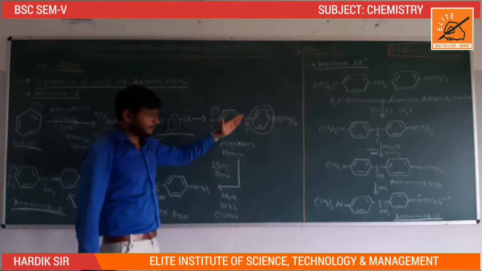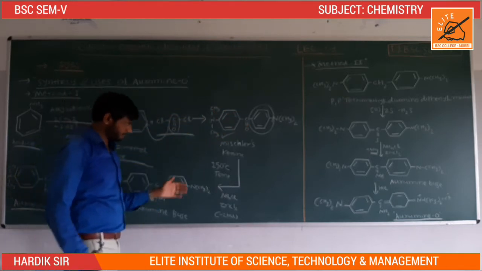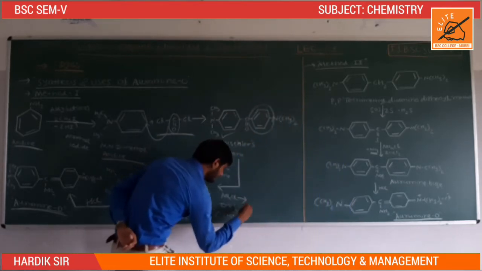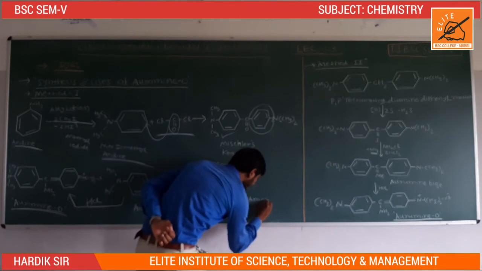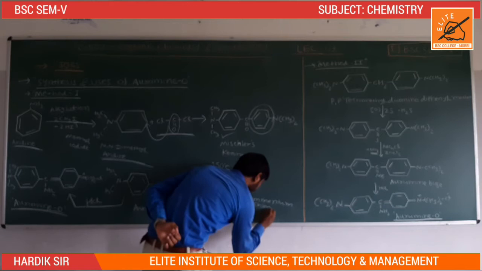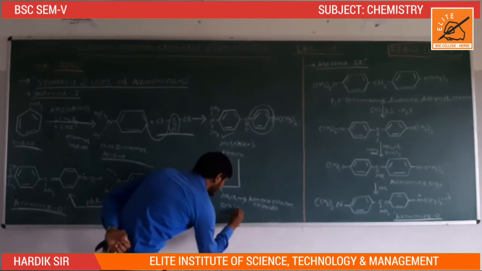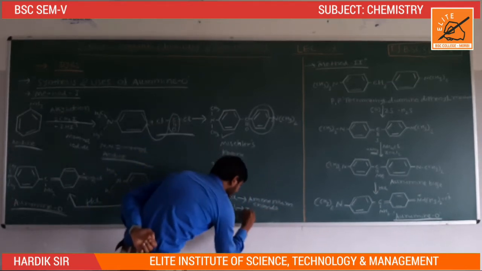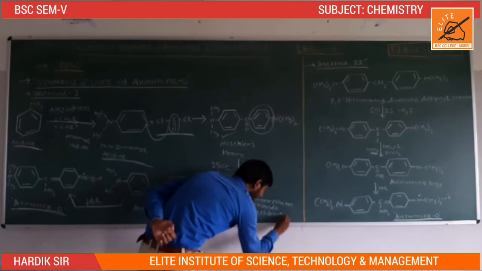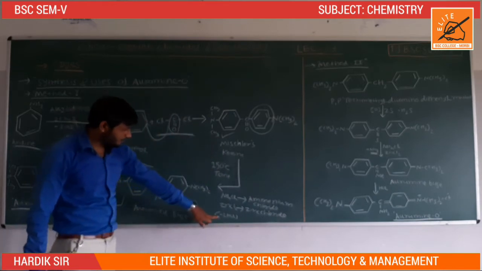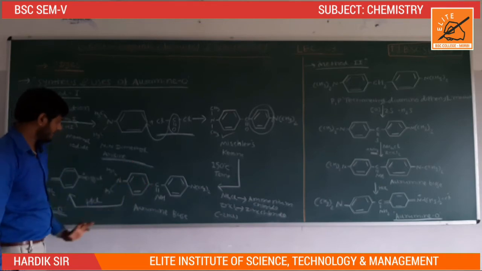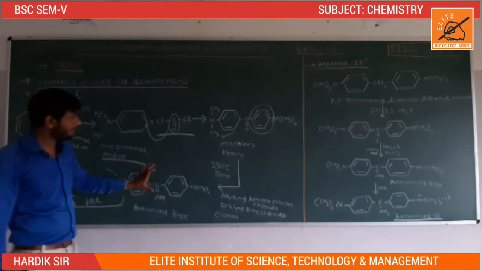Now this Michler's ketone is reacted with ammonium chloride. This is the ammonium chloride. And this is ZnCl2, which means zinc chloride. And removing 2 moles of HCl, it produces auramine base. This is the structure of auramine base.